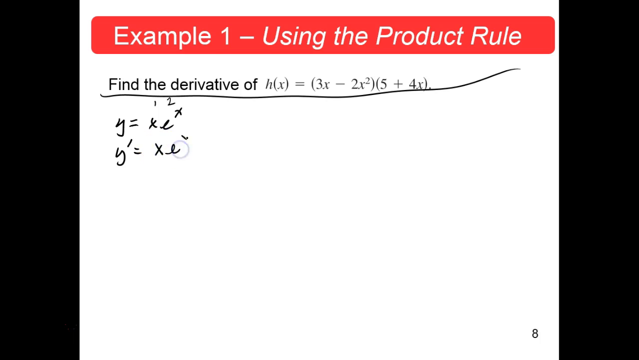X e to the x. Oh, that's the same thing we had, isn't it? Well, that's because the derivative of e to the x is e to the x. That's that beauty of exponentials. So there's the first times derivative of the second, plus what? Did I hear someone say? I thought I heard someone sort of whisper. The second, which is e to the x.